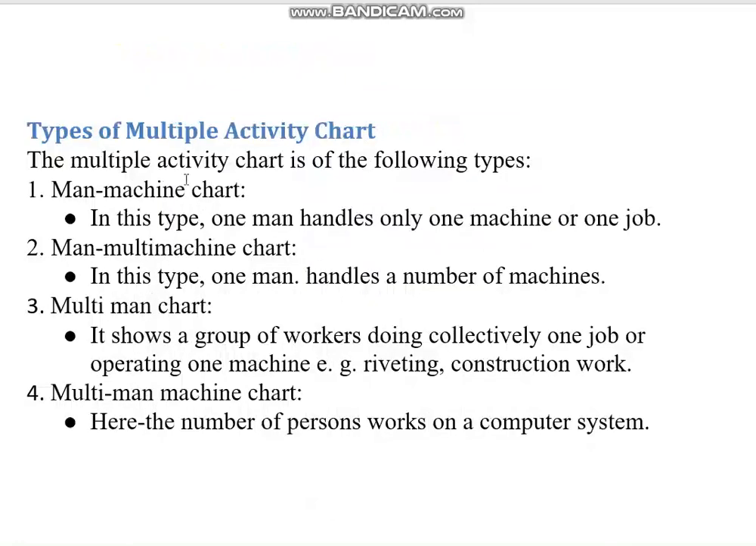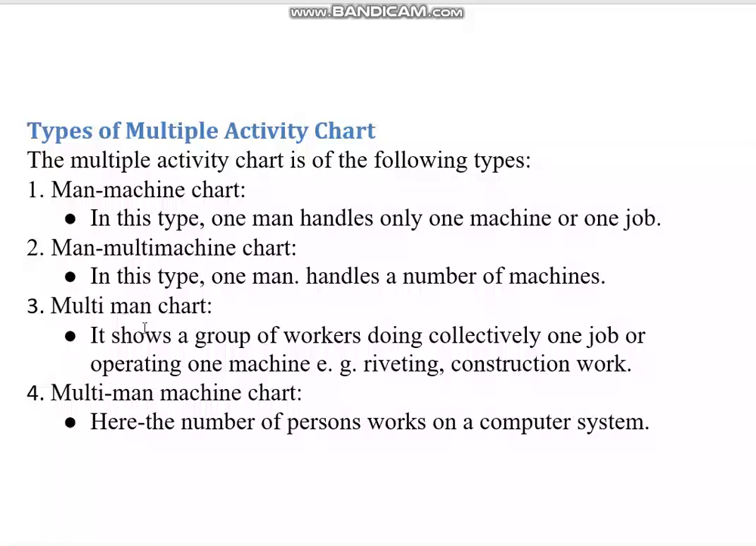When we talk about the multiple activity chart, here are listed four different types of multiple activity chart. Man machine chart: in this, one man handles one machine, or one job. Man multi machine chart: that means one man is there, but machines are multi, that is, more than one machine.